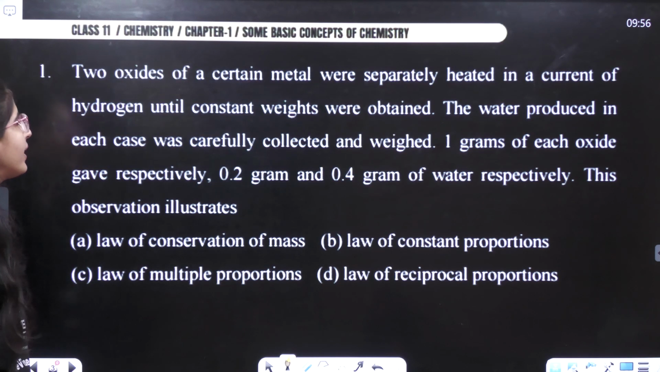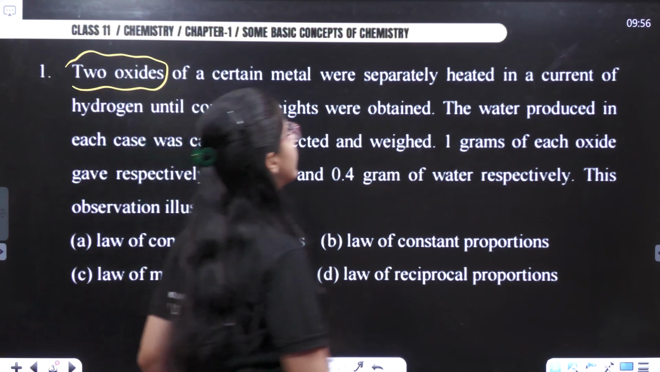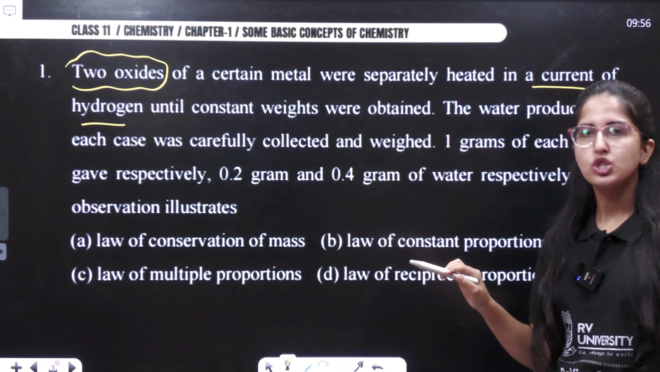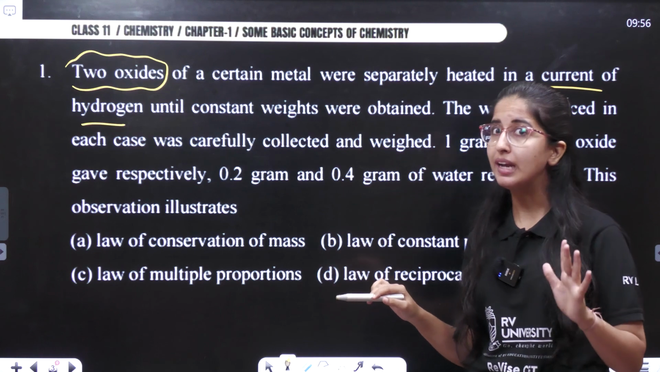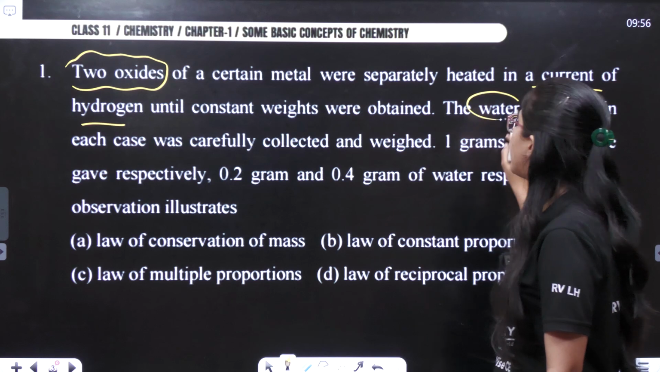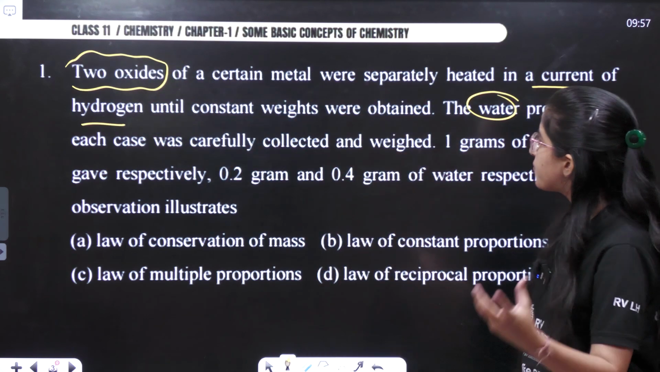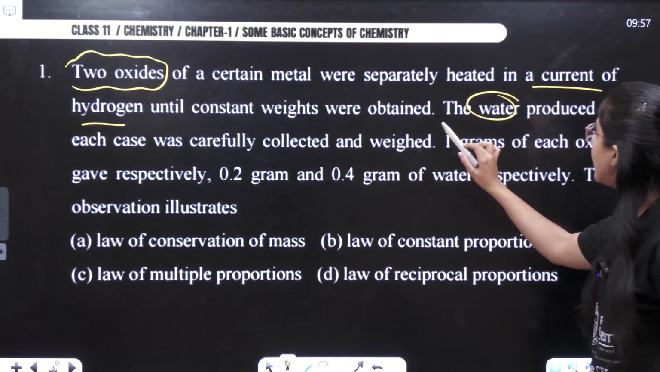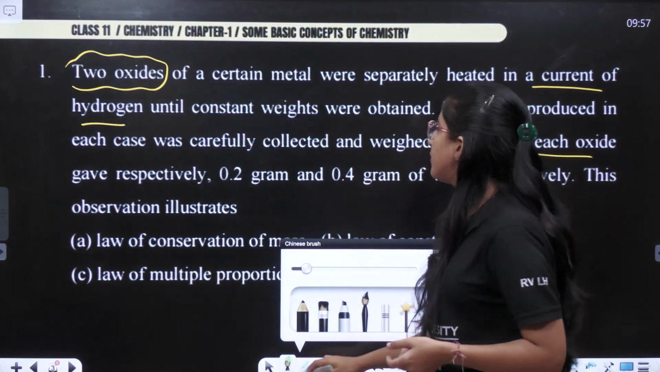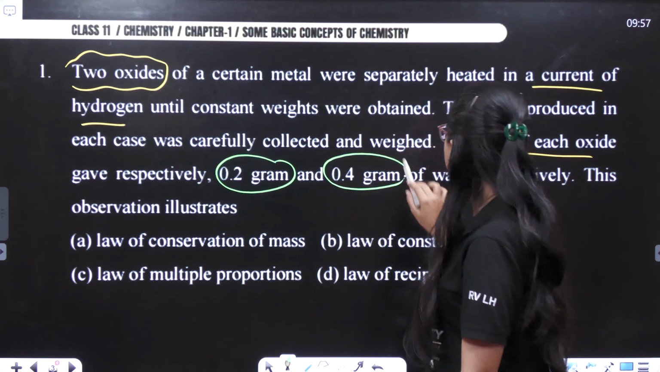So question number 1 is: two oxides of a certain metal were reduced in a current of hydrogen until constant weight was obtained. So here we are getting a constant weight of the metal, because water will be obtained, as hydrogen and oxygen from the metal oxide will combine and give you water. This water is carefully collected, and for 1 gram of each oxide, how many grams of water are we getting? 0.2 grams of water in the first case and 0.4 grams of water in the second case.